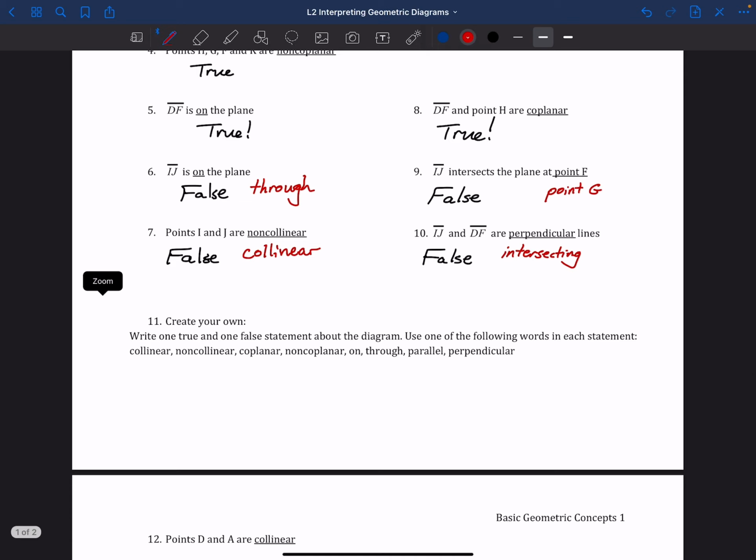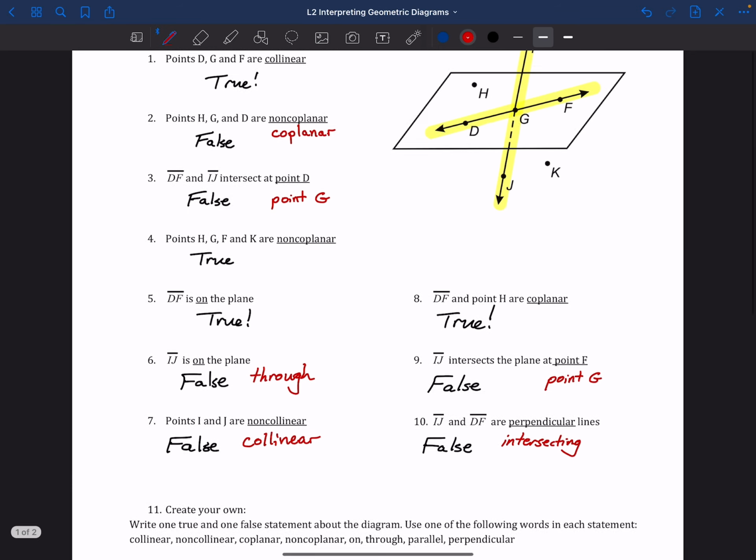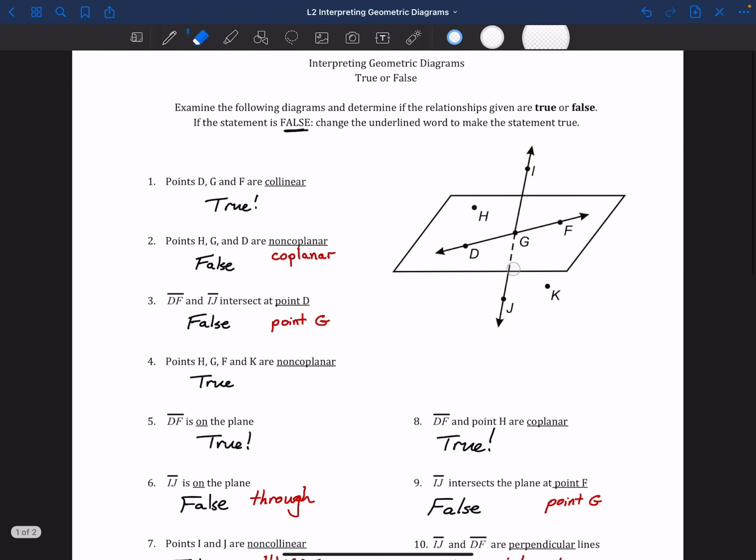Down here, it's asking you to create your own, right? Write one true and one false statement about the diagram, and then try to use one of those words that's down there in each of those statements, right? This is one where I can't really guide you through exactly what to say because it's creating one on your own. If you come up with one that you want to double check and make sure is correct, please be sure to ask about it during class, right?